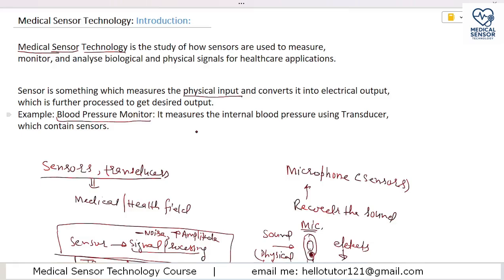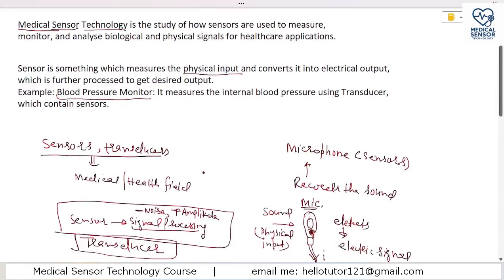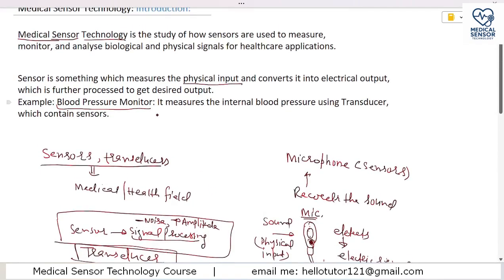Okay, in the medical sensor technology, let us talk about the blood pressure monitor. Now, what is the use of a blood pressure monitor? Another reason I use this is because it is very common, right? The blood pressure machine, the blood pressure monitor.